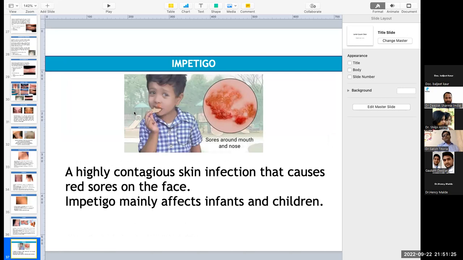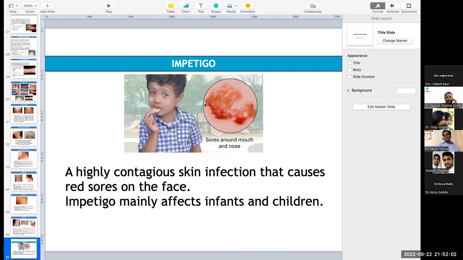Next is impetigo, which is a bacterial infection. Clinically it sometimes looks like a honeycomb appearance, or you can say a slight honey-crust appearance. Mostly in small kids, it's a highly contagious skin infection that causes red sores on the face. Impetigo mainly affects infants and children.